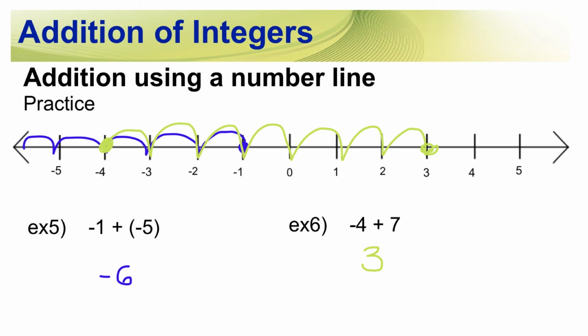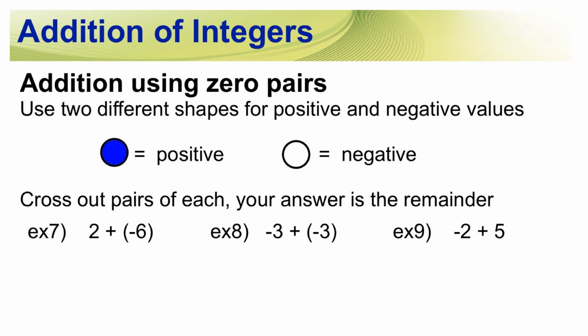So again, if you're adding a negative, you're going to the left, and if you're adding a positive, you're going to the right. And so for our last method, it's going to be using zero pairs. We're going to use two different shapes for positive and negative values. I'm going to use a blue solid circle for positive and a hollow circle for negative. We're going to cross off pairs of each, meaning a pair of a blue and a hollow, and your answer is going to be the remainder.